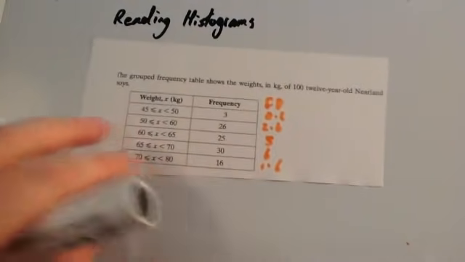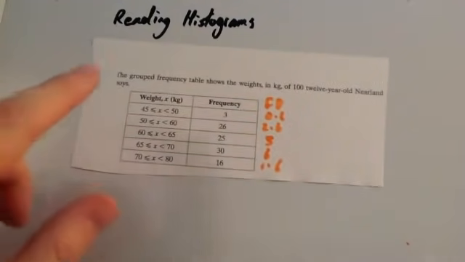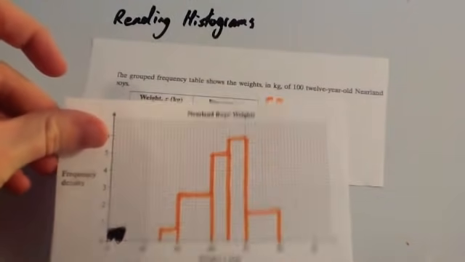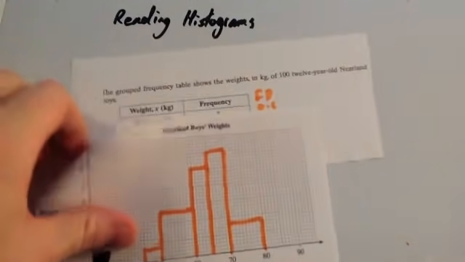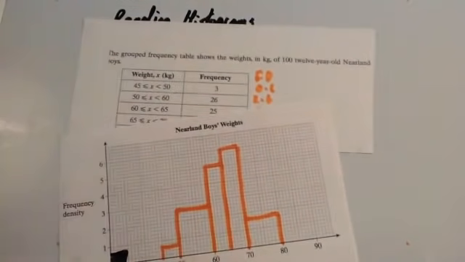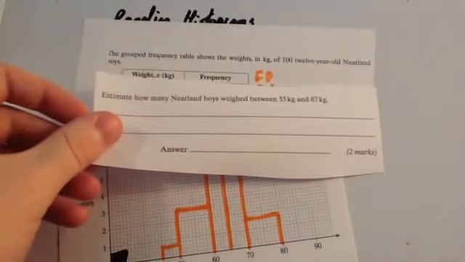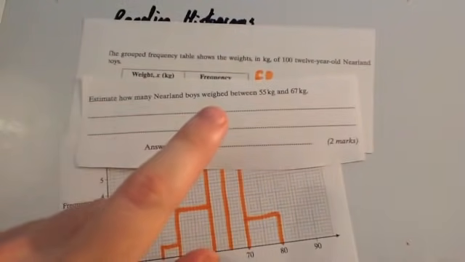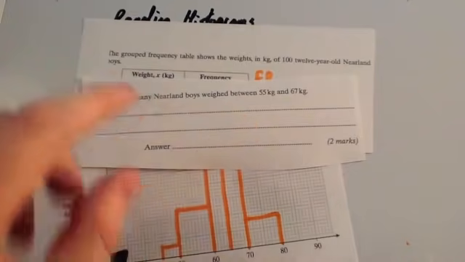So the first part of the question, I've actually skipped this part. It's got you to draw a histogram for a set of information. So I've just drawn the histogram. I worked out the frequency density for each of the bars, and I drew the histogram. Okay, so let's look at the next part of the question. The next part of the question says, estimate how many Nearland boys weigh between 55 and 67 kilograms.